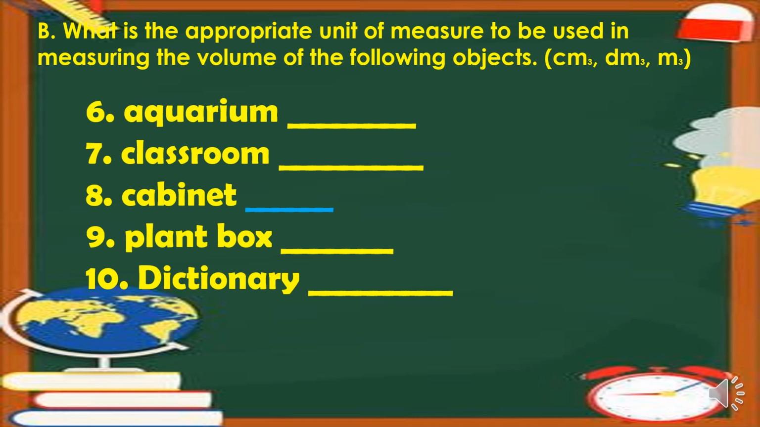Okay, so let us now answer. Number 6, aquarium. So we will be using cubic decimeter. Number 7, classroom, cubic meter. Number 8, cabinet, cubic meter. Number 9, plant box. So we will be using cubic decimeter. And number 10, dictionary, we will be using cubic centimeter.